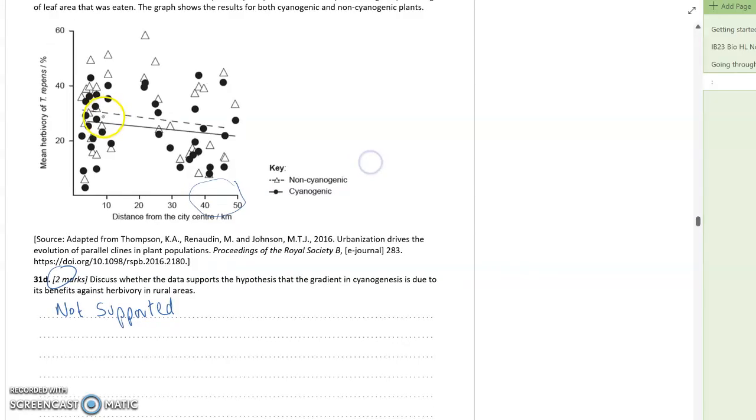Well, actually, if you look at the difference there and compare it with the difference there, the difference is actually smaller. So you could say there's a smaller difference in rural, sorry, my handwriting is awful today, and non-rural. Okay, that could be a point you could make.